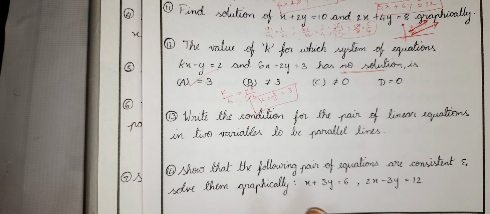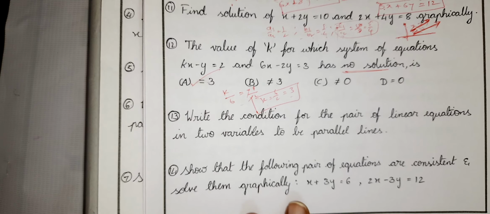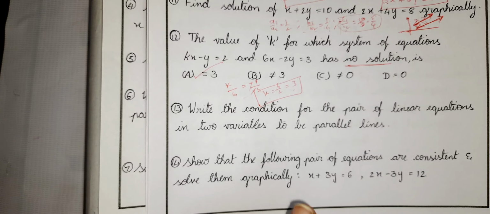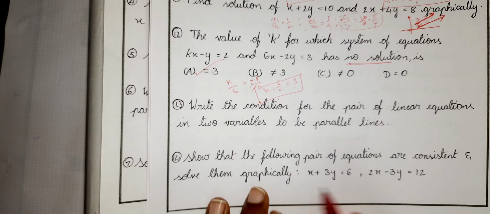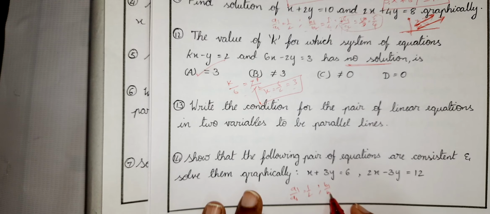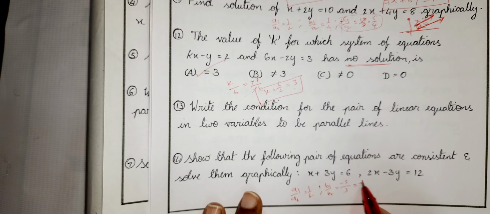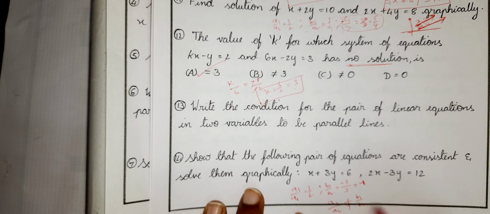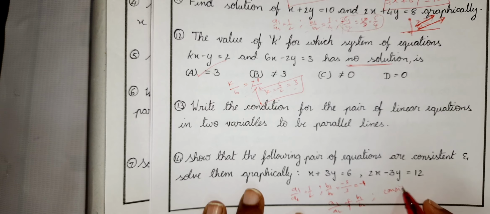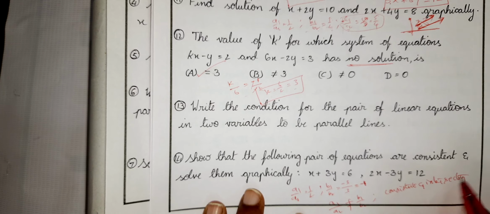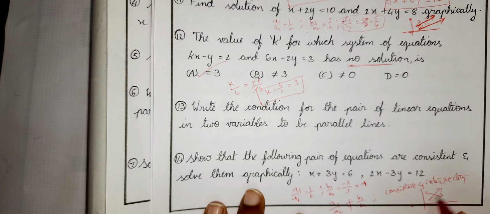Now show the following pair of equations are consistent and solve them graphically. Consistent means either they may be coincident or they may be intersecting. First of all we will see whether A1 by A2 is equal to 1 by 2, B1 by B2 is equal to 3 by minus 3, that is equal to minus 1. So A1 by A2 is not equal to B1 by B2. So they are consistent and intersecting lines. So the graph will be like this.